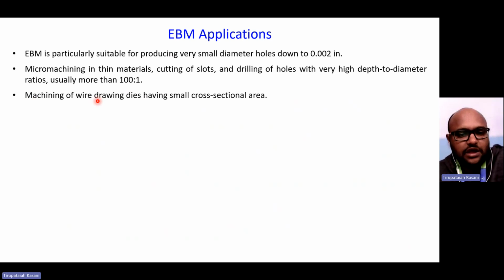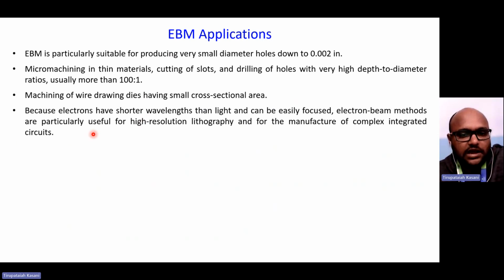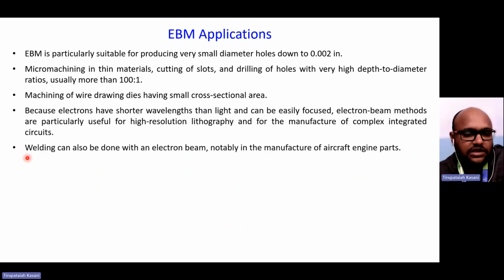How small. Machining of wire drawing dies having small cross-sectional area. Because electrons have shorter wavelengths than light and can be easily focused. Electron beam methods are particularly useful for high resolution lithography and for the manufacturing of complex integrated circuits. These are the other applications of the EBM.